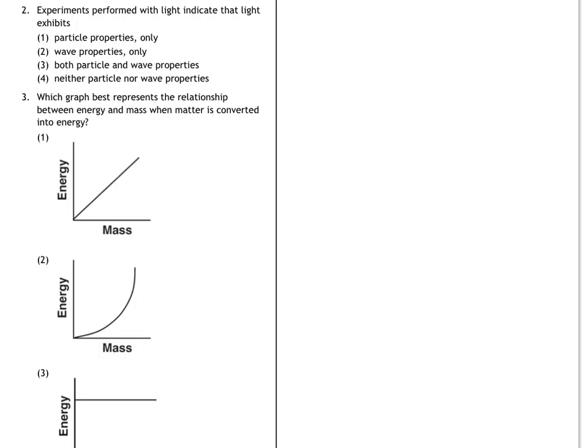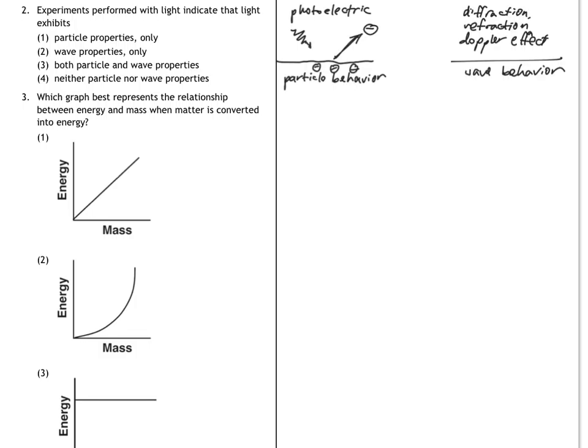Number 2, experiments performed with light indicate that light exhibits. I put in a couple of examples. The photoelectric effect, where a photon comes in and dislodges an electron, is evidence of particle behavior. But we have several other evidences of wave behavior, such as diffraction, refraction, and the Doppler effect. So I think the best answer choice here is both particle and wave properties.